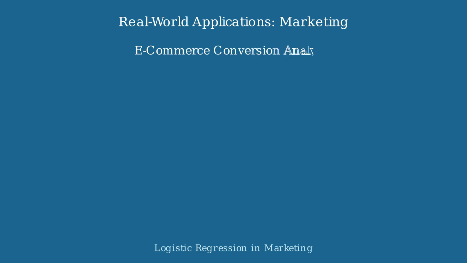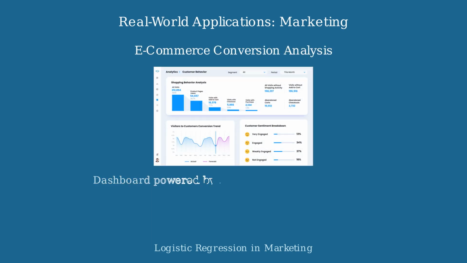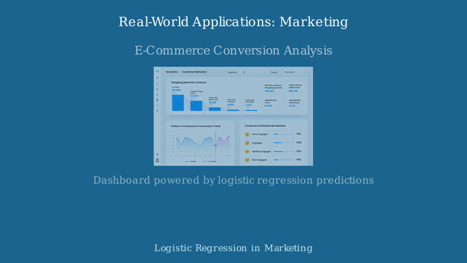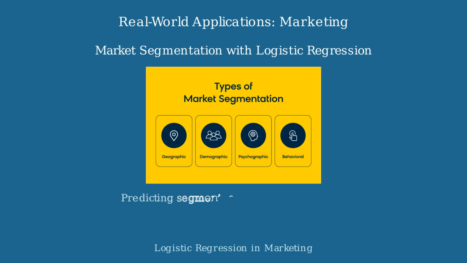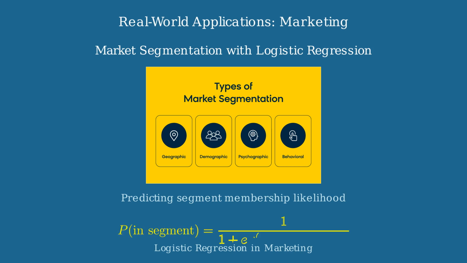E-commerce businesses use logistic regression to analyze and predict conversion rates throughout the customer journey. Logistic regression helps marketers predict which market segment a customer belongs to, enabling targeted campaigns. The model calculates the probability of a customer belonging to a specific segment based on their attributes.